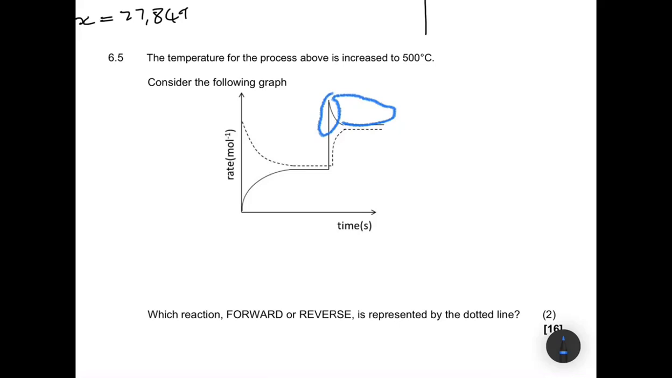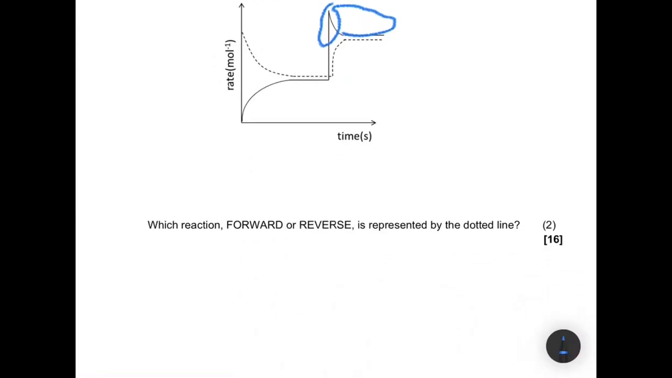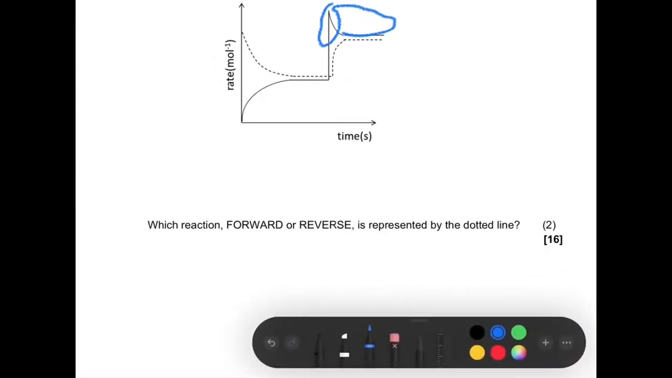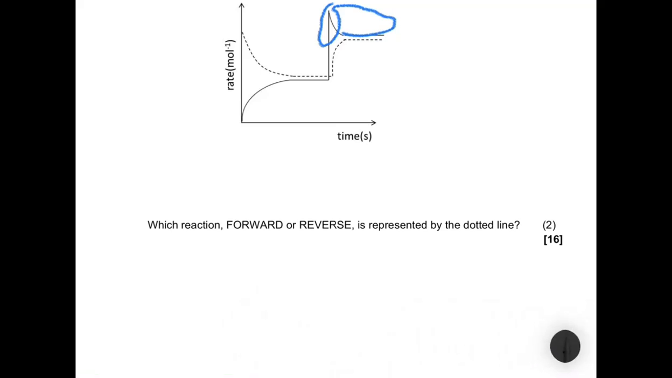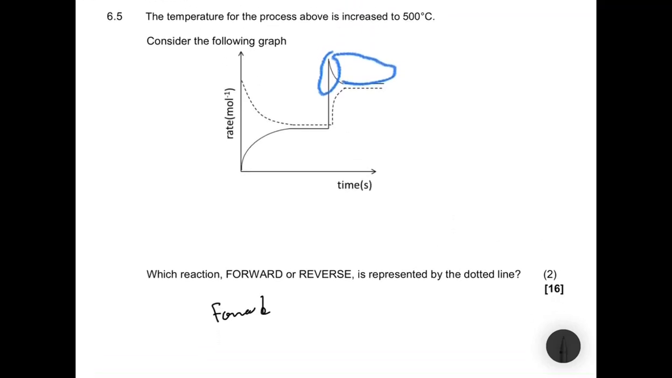So the forward reaction is the dotted line. So the question is asking us to determine which line is the dotted line. The dotted line is the forward, right? Because we know that the reverse will be favored more than the forward if the reverse reaction is endothermic.